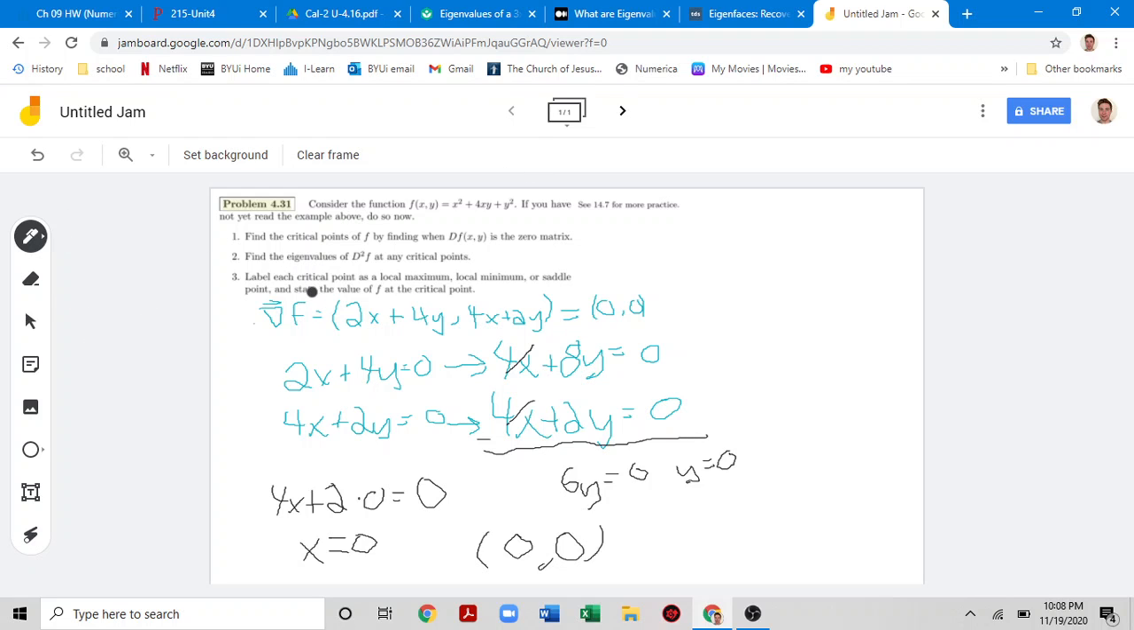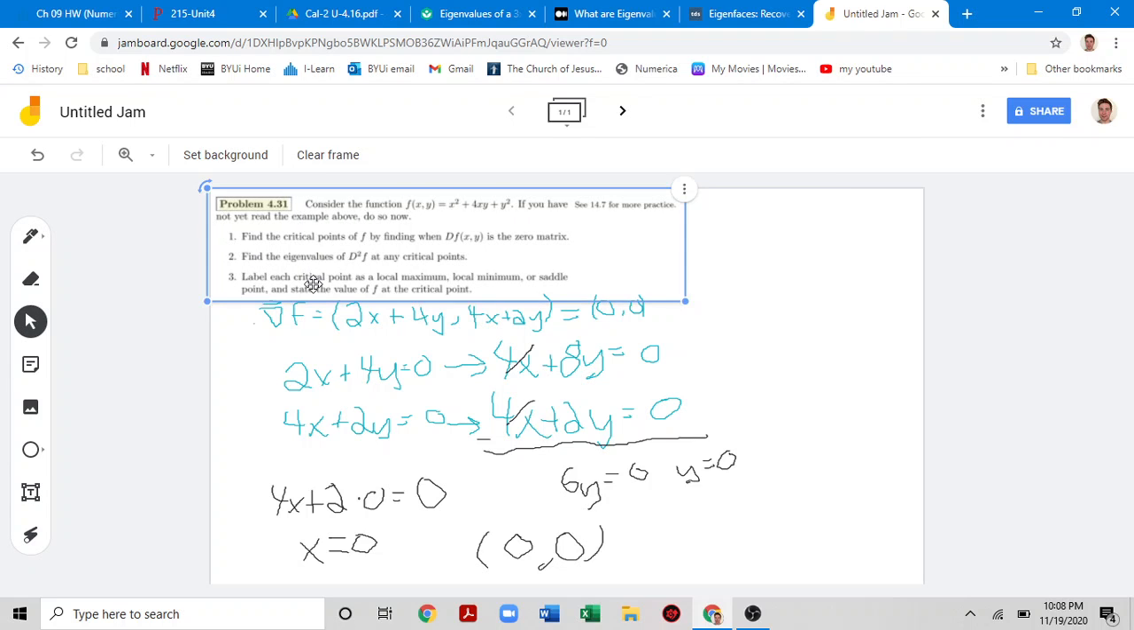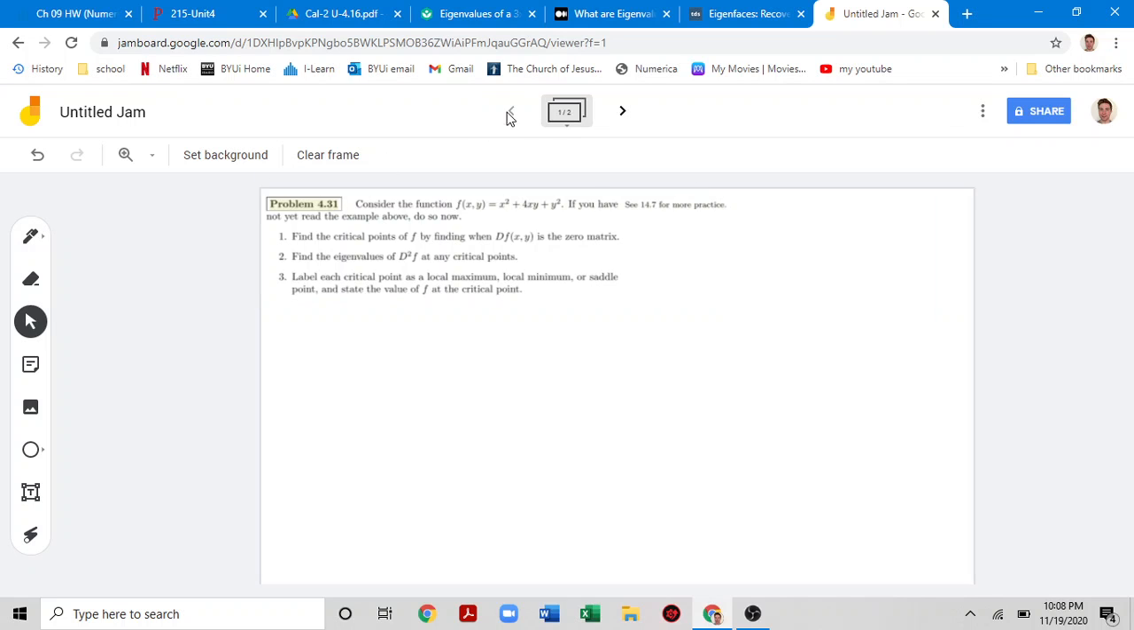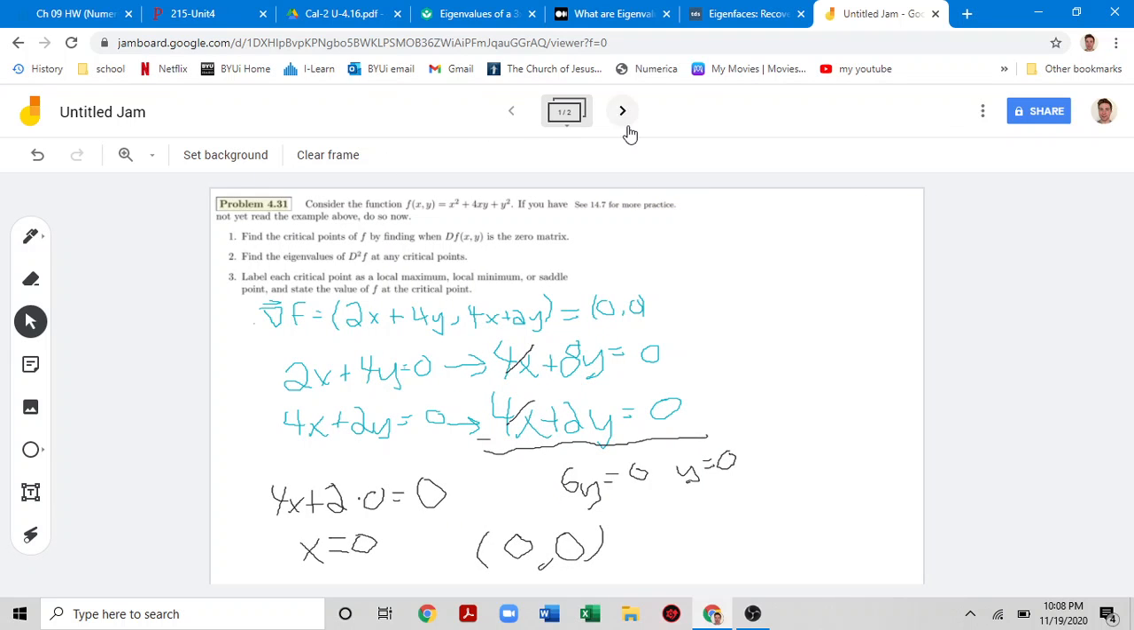So now we have to find the eigenvalues of d2f, d squared f. Let's do this on a different page. Alright, cool. For number 2, find the eigenvalues. What we have to do is use the gradient that we already had, so it's going to be like that, 2x plus 4y.